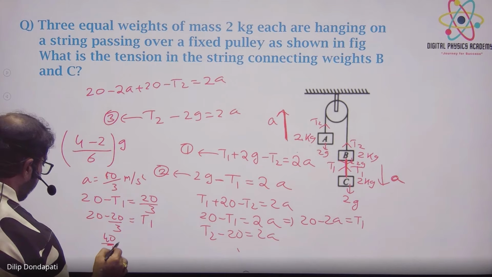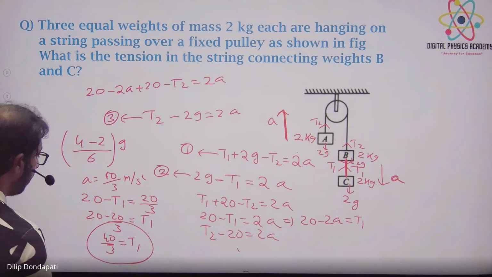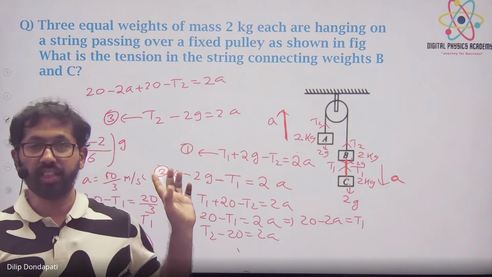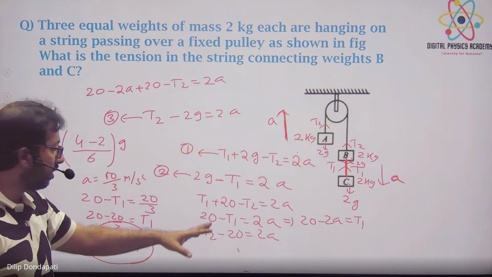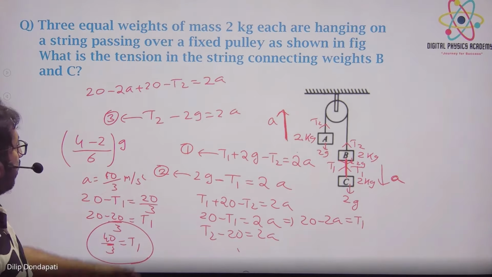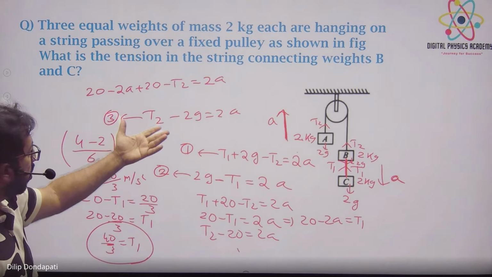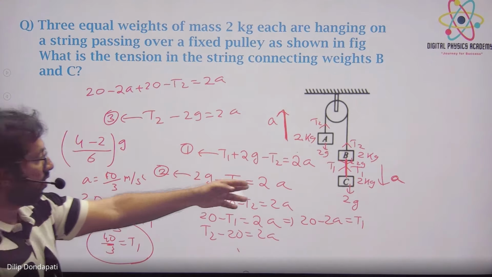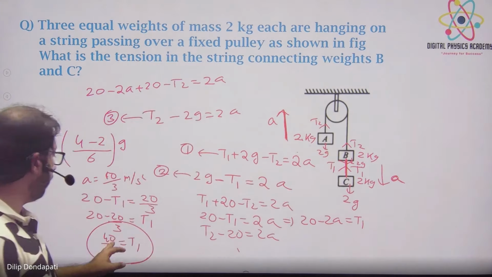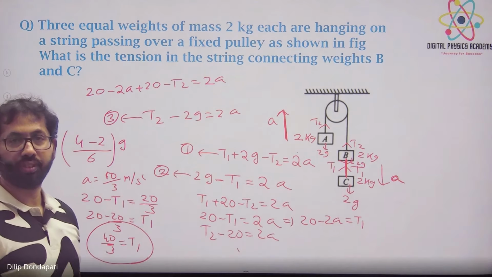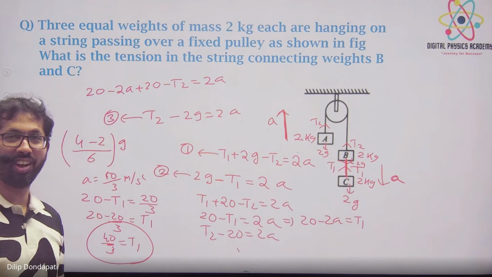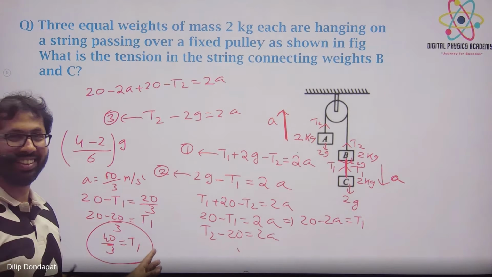This is the answer. Yeah, sir, but you did 50 by 3. So it's a mistake, wrong here. Okay, understood? Once you have the acceleration, you can substitute it in any one equation. T2's value is not known, so we cannot substitute in that one. I substituted in T1 because T1 is what is being asked. So 40 by 3 is the answer. Your answer of 50 by 3 is wrong.